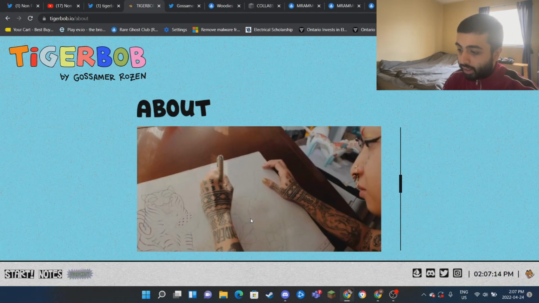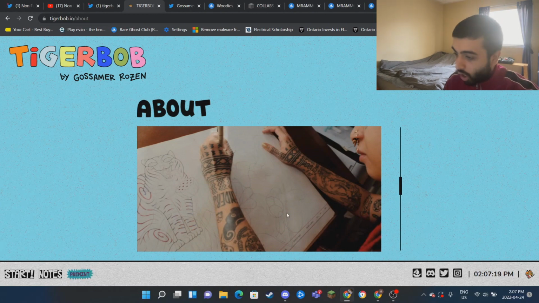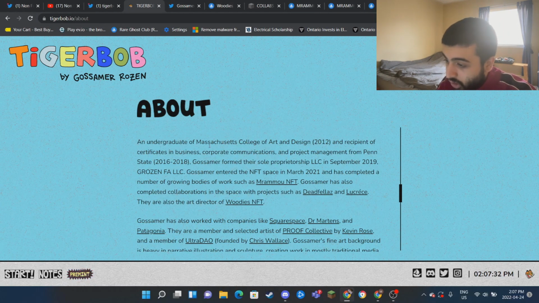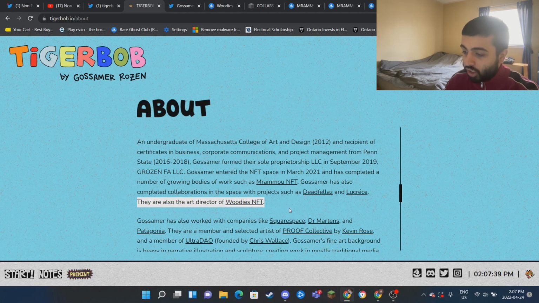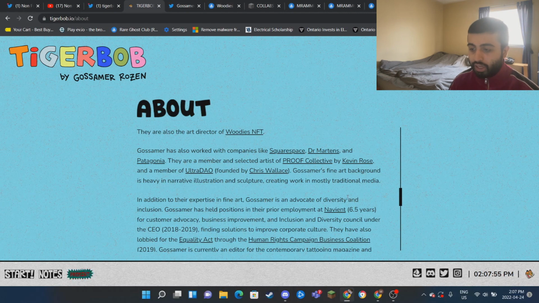So in addition to that, you can see she's done many different forms of art. She also worked on projects like Dead Fellas and was the art director of Woody's. Gossamer has also worked with companies like Squarespace, Dr. Martens, and Patagonia. So it's awesome to see that they've already worked with Patagonia in the past, which is a clothing brand as well. One of their goals is to penetrate the clothing and fashion industry, so it's awesome to see that they've already established connections in that industry.